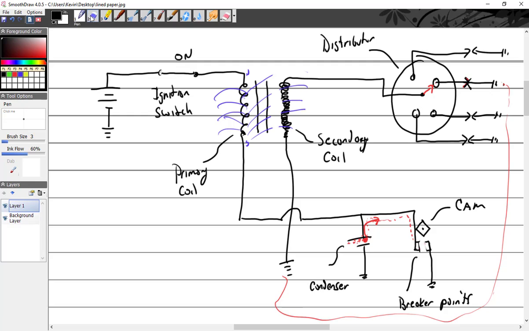But if I take this and I open it up and I make a very large gap, it's got a long way to jump. And in order to jump that, the voltage has to build up. So really the amount of voltage you're going to get out of the secondary is purely dependent on how big of a gap it has to jump.